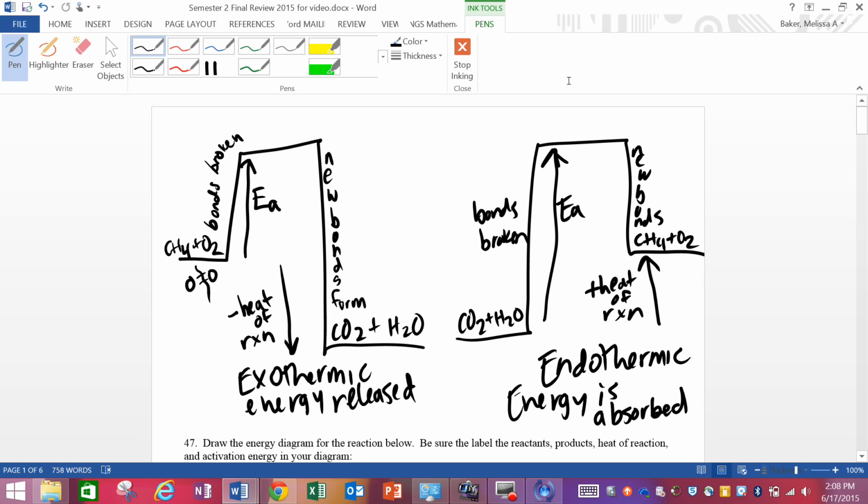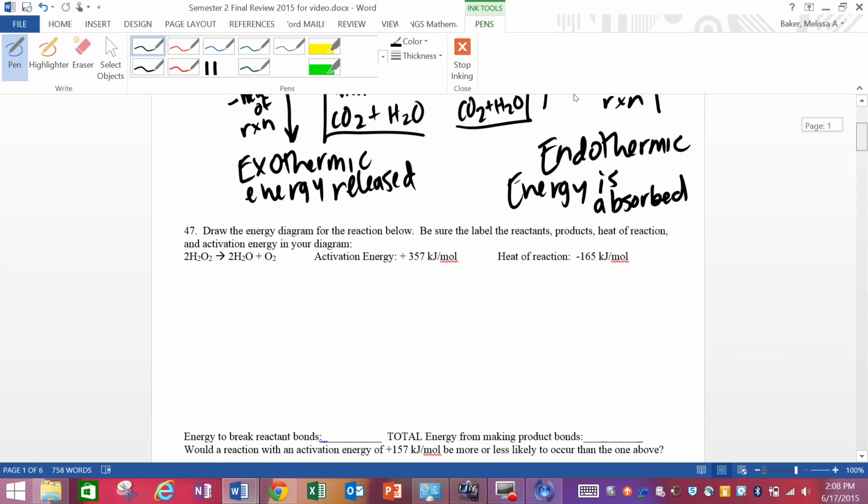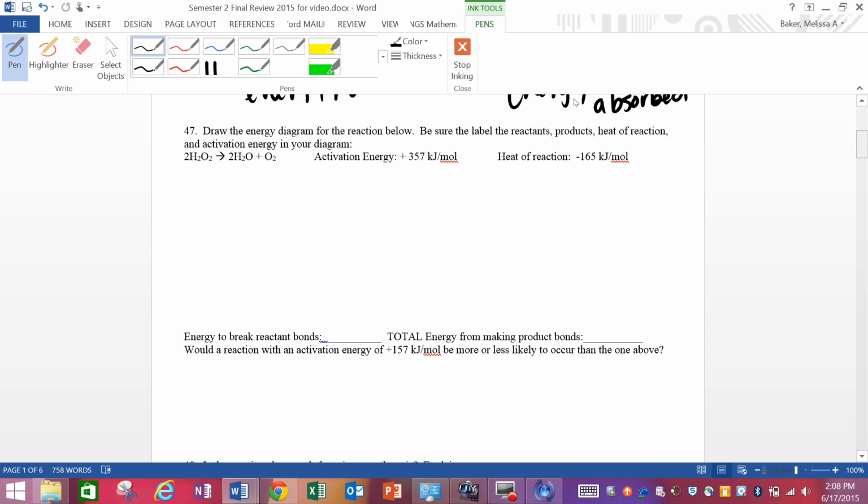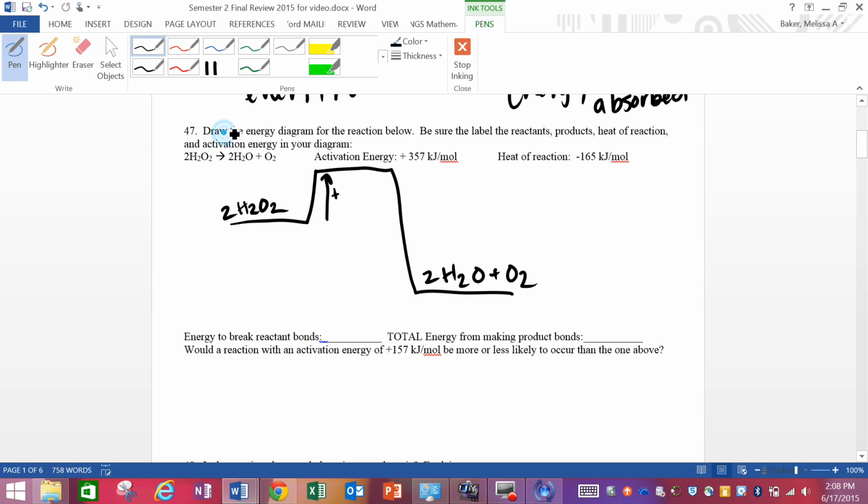Okay, let's apply this to some of the examples. 47. Draw the energy diagram for the reaction below. Be sure to label everything. So I notice right away that the heat of reaction is negative. So that means I'm going to draw my exothermic shape. I'm going to put my reactants here and my products down here. It says the energy of activation is plus 375 kilojoules per mole. And my heat of reaction, the difference between the reactants and the products, is negative 165.